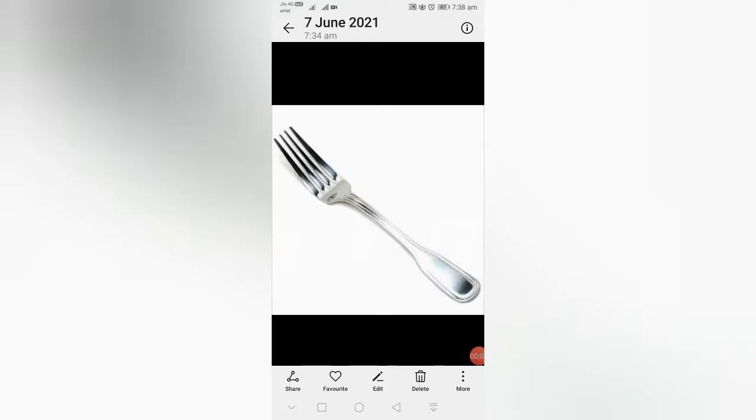So let us start our vocabulary portion. This is the first picture which you can see on the screen. What do you say? What is this? Yes, you are right. This is a fork. Fork मतलब काटा जिससे हम कोई भी फ्रूट वगैरह खाते हैं.